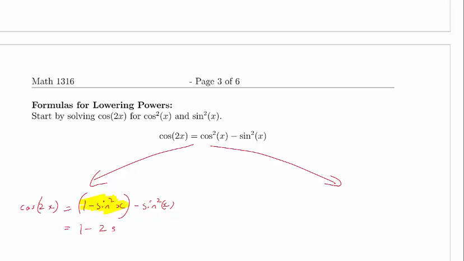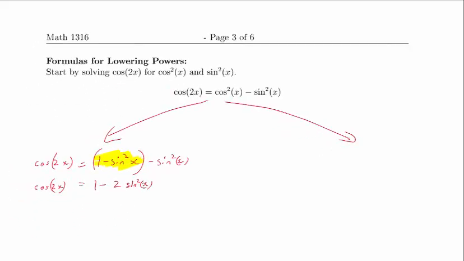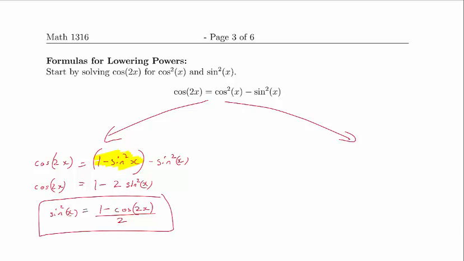So 1 minus 2 sine squared x. And that's it. Well, no, I mean, that's not it, but that's our nice simplification. We want to solve this for sine squared, of course. So we've got sine squared of x equals 1 minus cosine of 2x all over 2 when we rearrange that equation. And that's our formula.